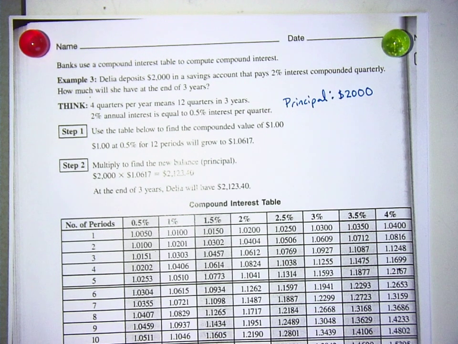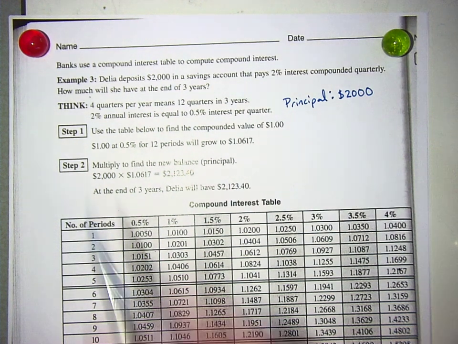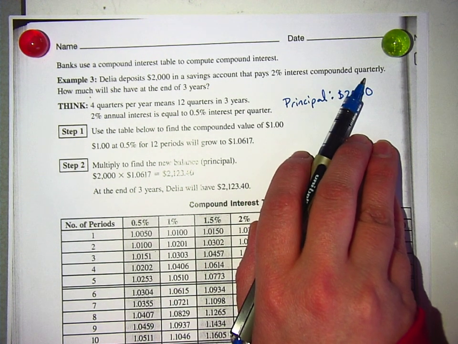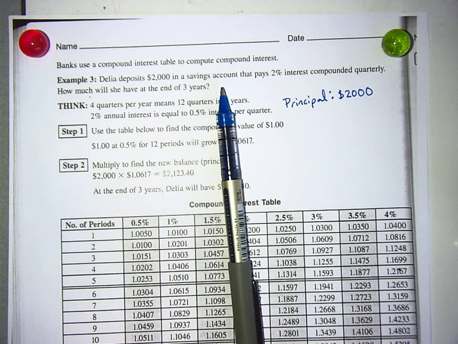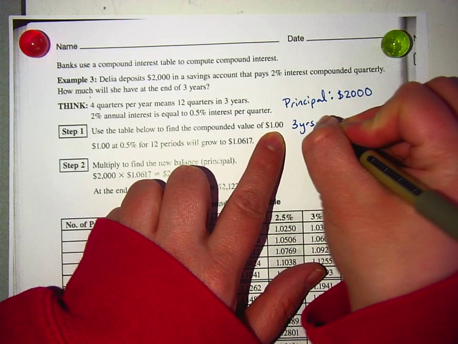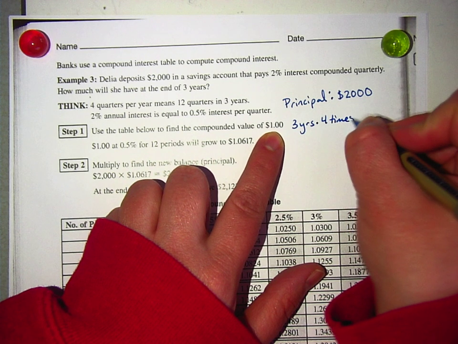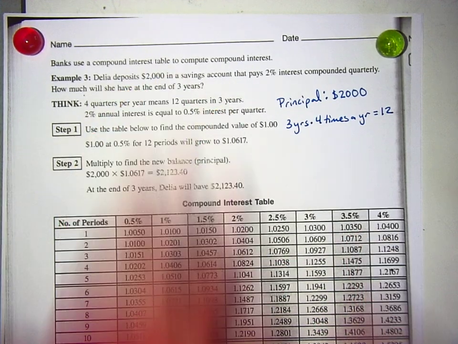Now we have to find out how many periods it's in the bank, how many compound interest payments. So what does it mean when it's compounded quarterly? Riley? 4 times a year, and it's going to be there for 3 years. So how many times does it compound? So it's 4 times a year, right? And then for 3 years, 12, right? Do you understand that? That's 3 times 4 is 12. So you can write down 3 years times 4 times a year equals 12. 12 periods.